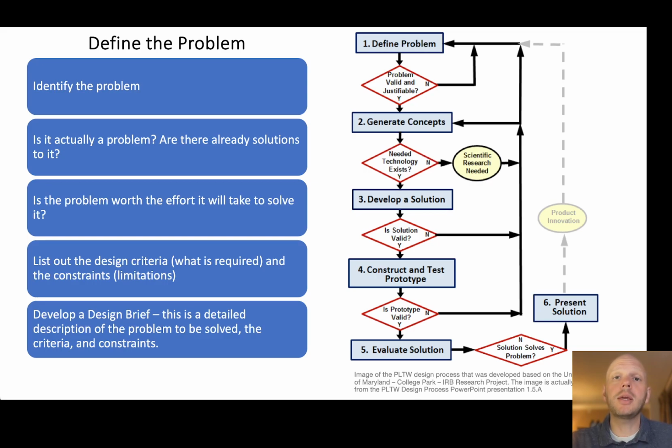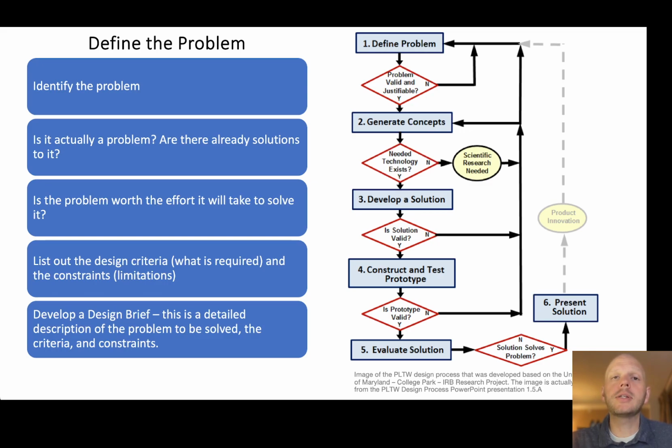Is there already something out there that we can do that will be a workaround? Is there a close enough solution that we can use so that it's not even worth how much time it would take for us to try to develop a custom solution?